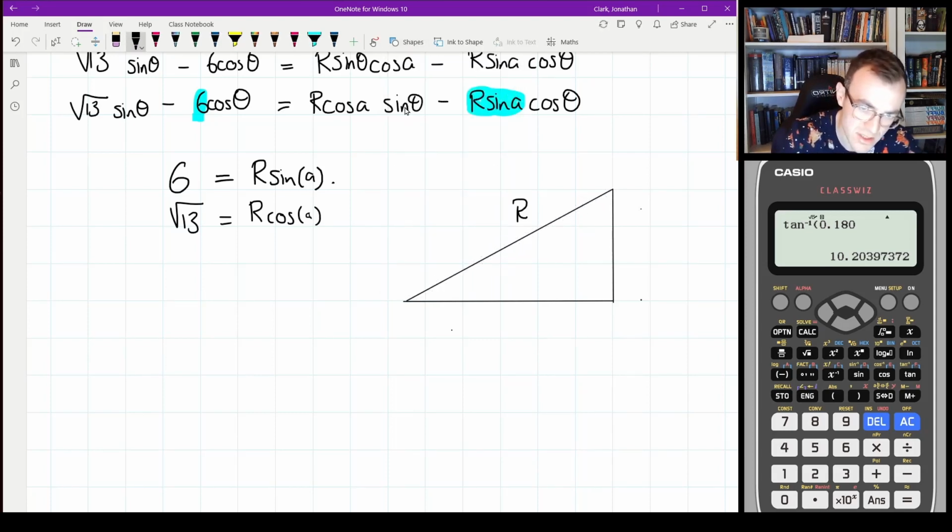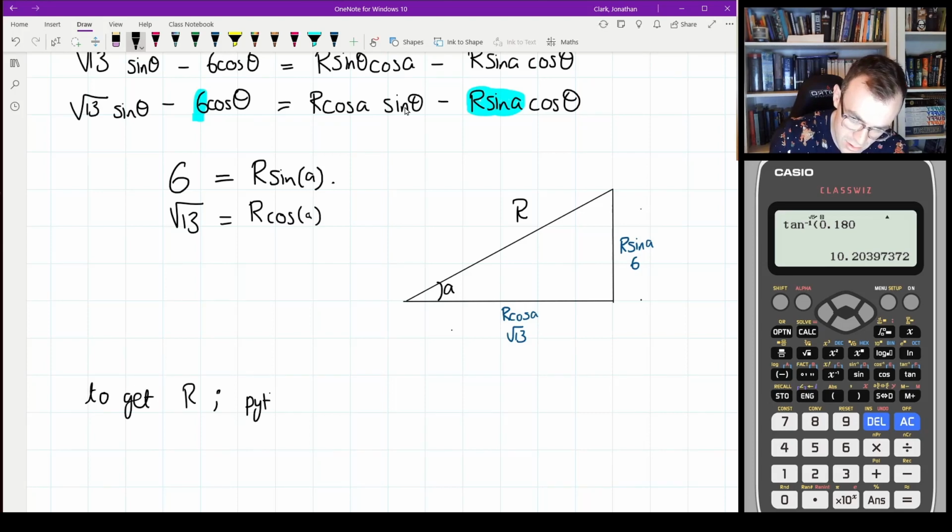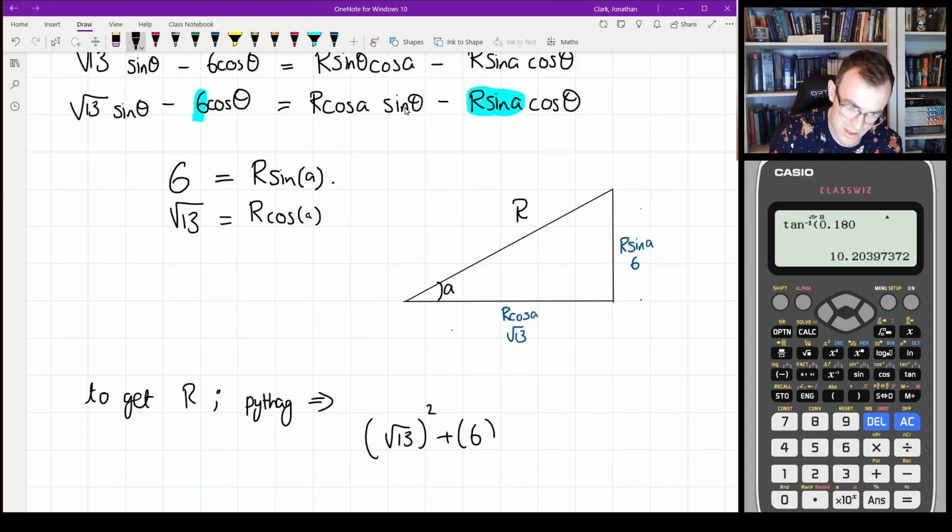The hypotenuse is r, the angle is a. If you do a bit of trig on this, I won't do this right now, but the opposite should work out as r sine a, which in this case is 6, and the adjacent should work out as r cos a, which is root 13. So to get the value of r, we're going to use Pythagoras.